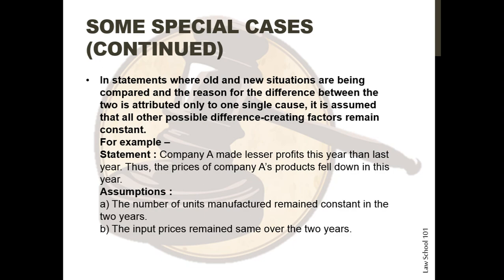For example, as shown, if the statement says Company A made lesser profits this year than last year, thus the prices of Company A's products fell down in this year. Analyzing the statement, we can understand that in this situation, the author is assuming that the other factors remain constant, as discussed in the assumptions shown on the screen, A and B.